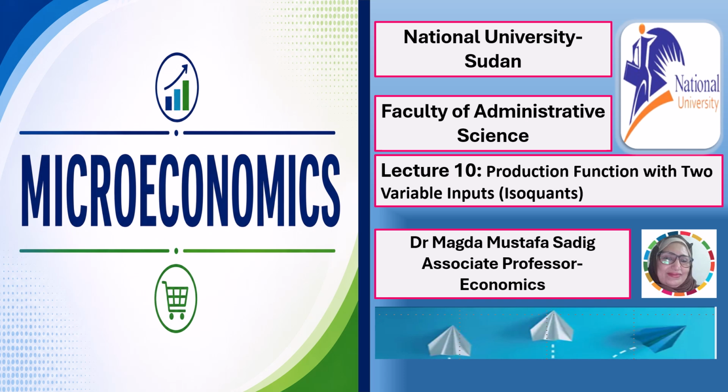By the end of this lecture, you should be able to explain the meaning of an isoquant, identify the assumptions of isoquant analysis, interpret isoquant graphs, explain the characteristics of isoquants, and understand how firms substitute one input for another while maintaining the same level of production. Let us begin.